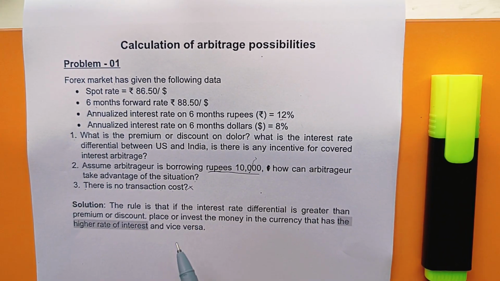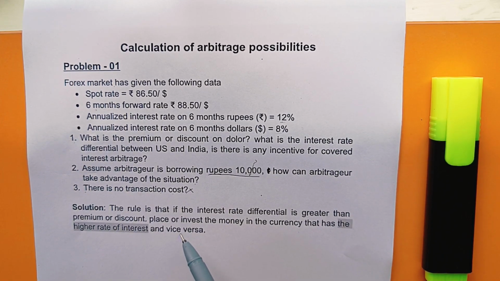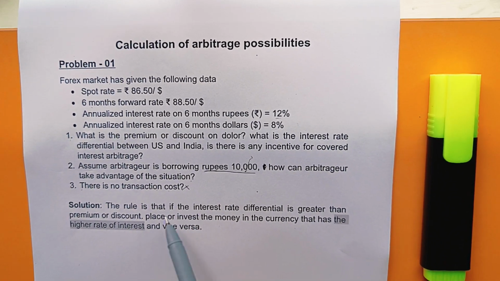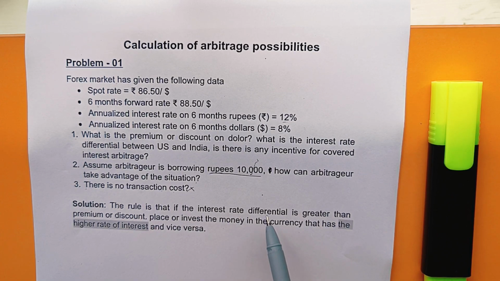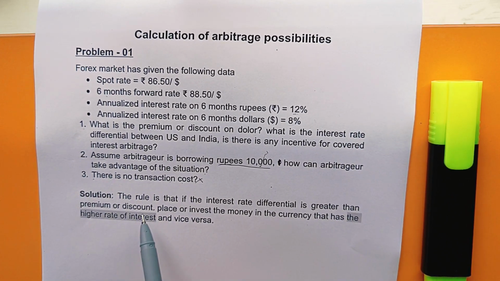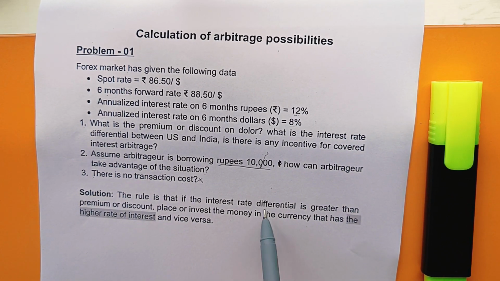For solving this kind of problem, there is one rule. What is the rule? The rule is that if the interest rate differential is greater than the premium or discount. What is the interest rate differential?